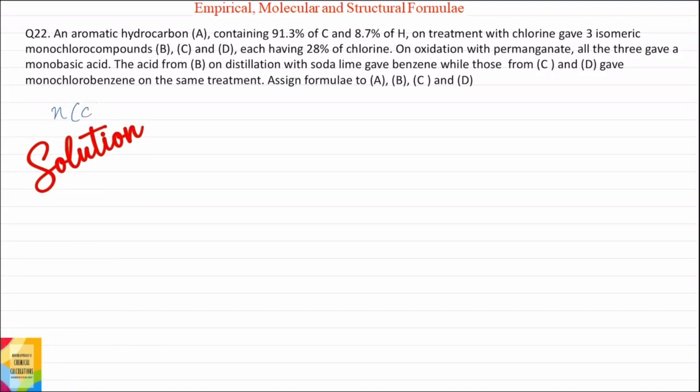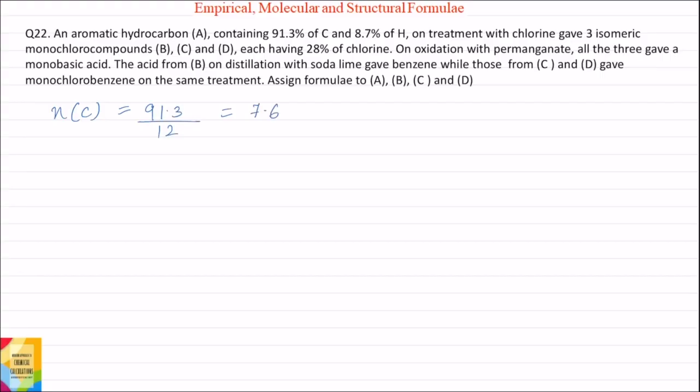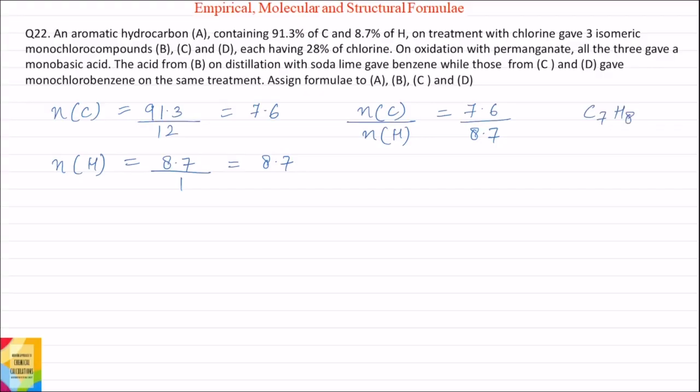Now moles of carbon is equal to 91.3 divided by 12, which is equal to 7.6 moles. Moles of hydrogen will be equal to 8.7 divided by 1, which is equal to 8.7. Now the ratio of moles of carbon to moles of hydrogen is equal to 7.6 divided by 8.7. Now this can be approximately written as 7 by 8, or we can assume the formula of the compound to be C7H8. In this question, the molecular weight is not given.